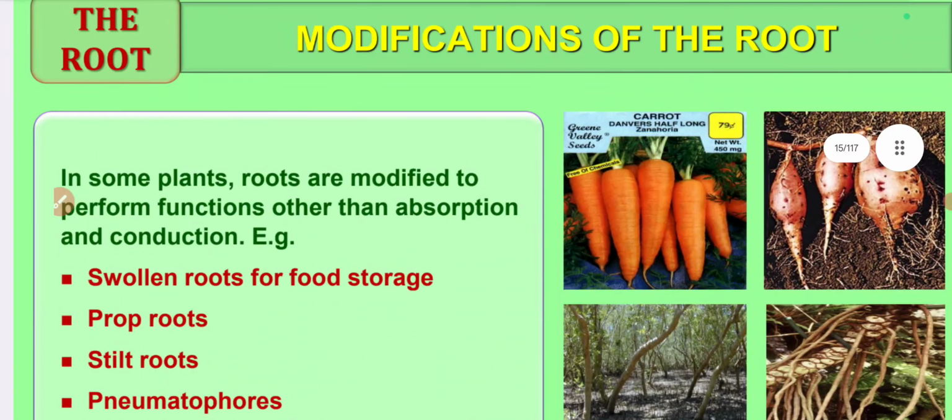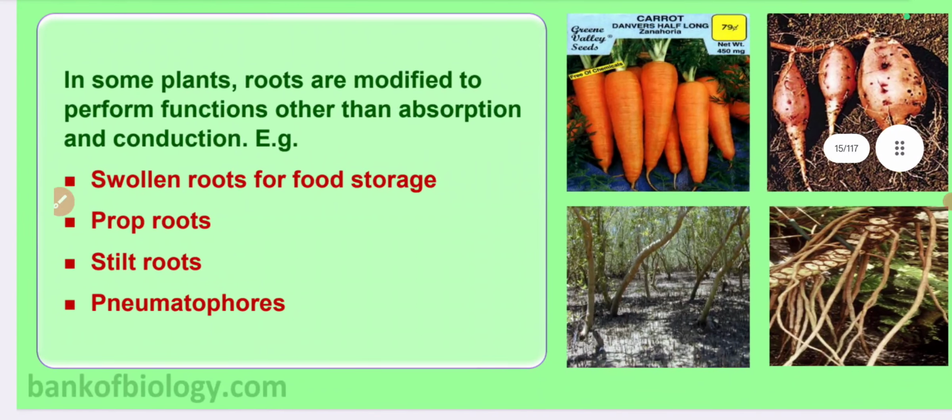Next, modification of the root. In some plants, roots are modified to perform functions other than absorption and conduction. We all know the main function of the root is absorption and conduction: absorption of water and minerals and conducting them to other parts of the plant. But there are some plants whose roots are modified to perform different functions other than absorption and conduction.